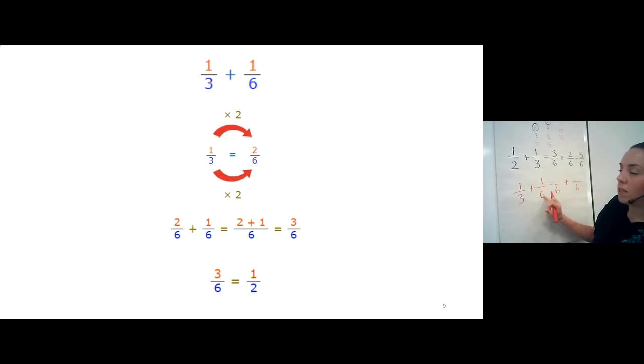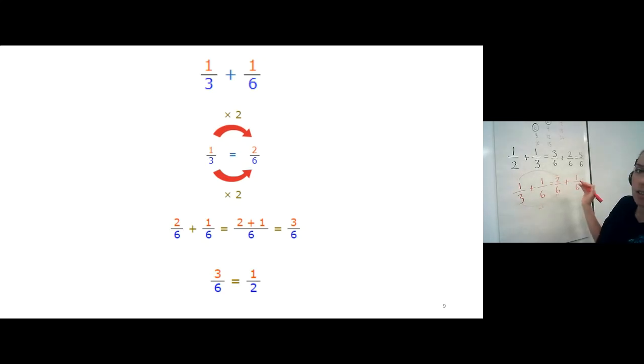One of the denominators is 6 already, so we don't have to do anything to that fraction. We could just set that up to be the same. The only one that we have to change is the 1/3. So what do we do to 3 to get to 6? We multiply it by 2. Because we multiply that by 2, we multiply this by 2 as well. We multiply the numerator by 2. So 2 times 1 is 2. So we end up with 2/6 plus 1/6.